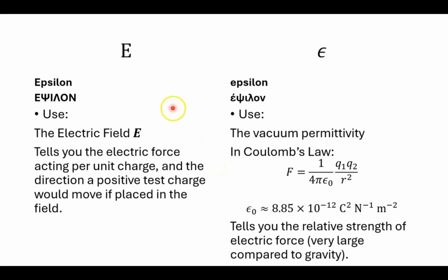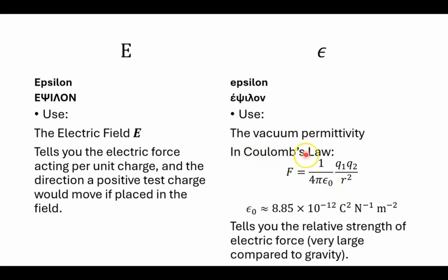The fifth letter is epsilon, and it's the same as English E. It's used to represent the electric field, a very suggestive name, E. And the electric field tells you the electric force acting per unit charge in the field. And because the field is also a vector quantity, it tells you the direction a positive charge will move if placed in the field. The lowercase epsilon can be used to represent the vacuum permittivity, or just any permittivity in general for any material. The vacuum permittivity will have a 0 as a subscript.